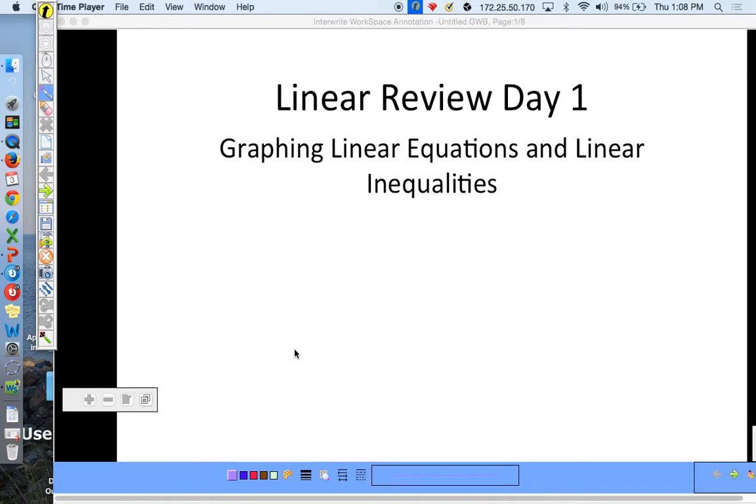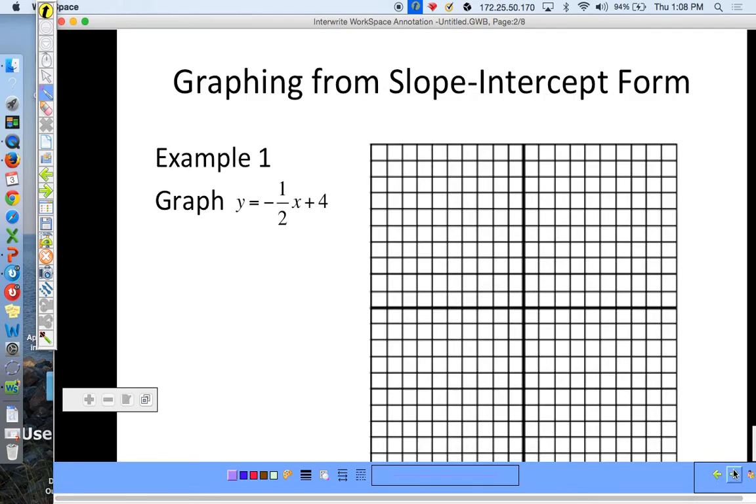Going to do a graphing review. So most of the things, actually I think everything that we'll do today, you have done last year in advanced algebra, but it's been a long summer, so we just want to brush up on some of those topics. We're going to be looking at graphing linear equations and linear inequalities.